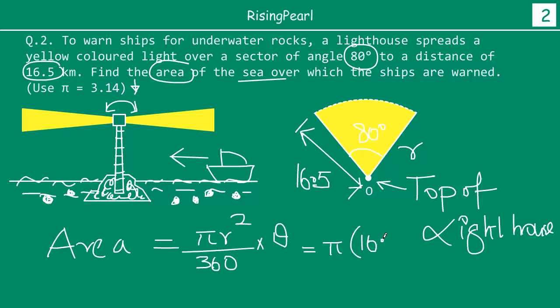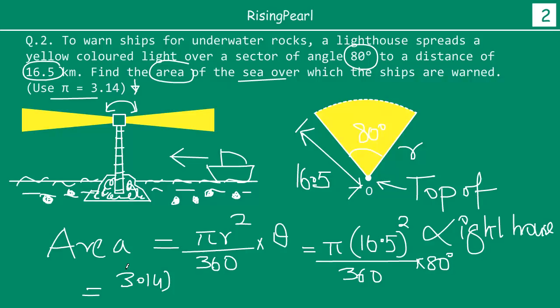or in this case it will be pi, r is given as 16.5 square divided by 360 times 80 degrees. Now we can simply solve it by putting in the values, and for pi we have been advised to take 3.14. So I will not be doing the computation for you, but if you just put 3.14 over here, and find 16.5 whole square divided by 360 times 80, you will find this much kilometer square is the amount of area on which the ships are warned.